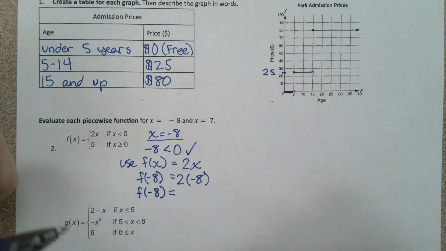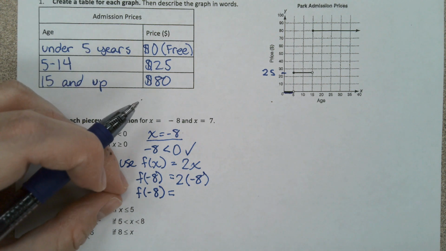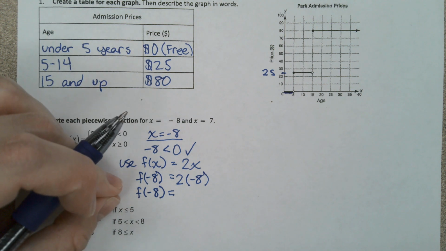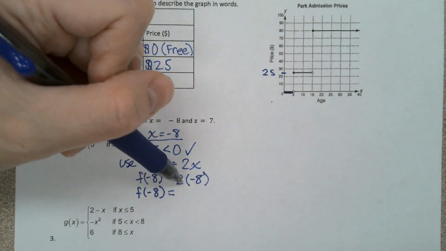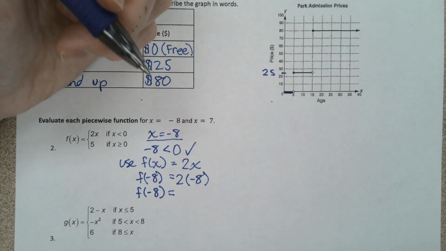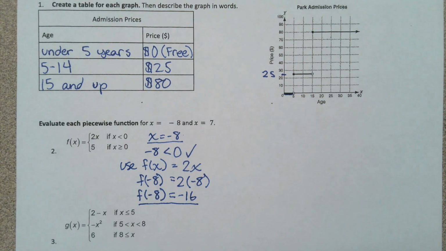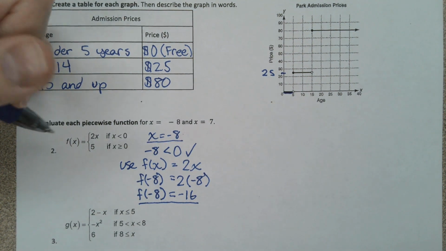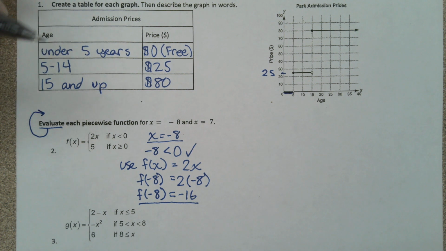When I'm evaluating, I'm not going to do anything to this side of the equation. This is just a notation, a symbol. There's no math to do here, so you just leave it. On the right side, I'm going to get a number. 2 times -8 is -16, and that's it.